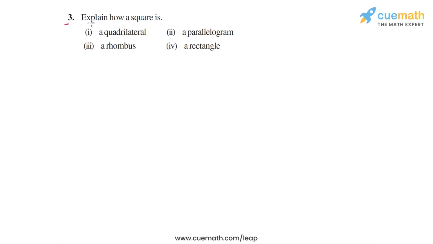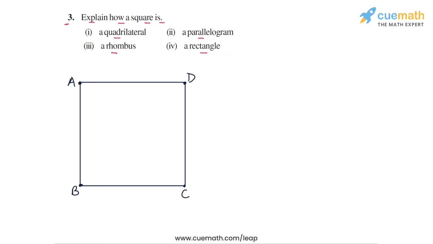Question 3 says, explain how a square is a quadrilateral, a parallelogram, a rhombus, and a rectangle. So this is actually a very straightforward question. Let's consider any arbitrary square. Here I've taken this square ABCD that you see, and let's figure out why this square should be a quadrilateral, a parallelogram, a rhombus, and a rectangle.